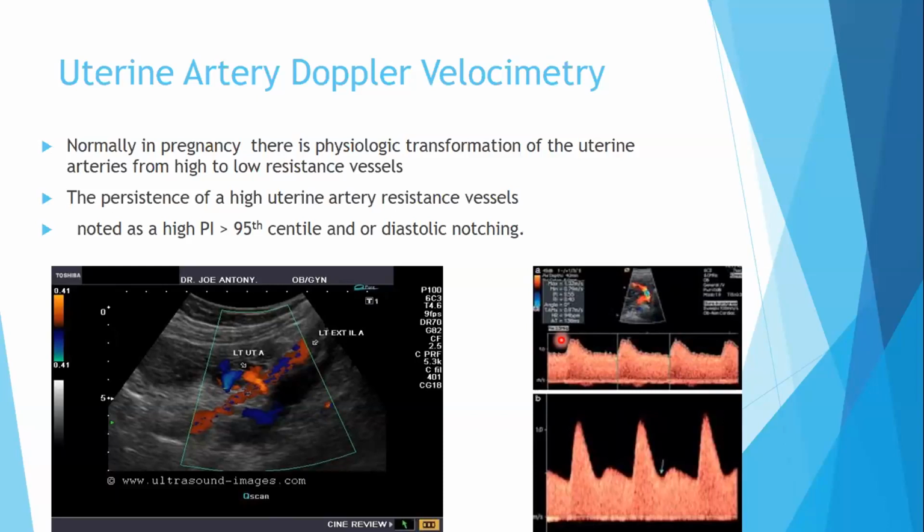Unfortunately, if this process does not occur at all, or if it is insufficient, then there is persistence of high uterine artery resistance. And this will be noted on uterine artery Doppler as a high PI, which is more than the 95th percentile, and or diastolic notching. And once we have this high PI, greater than the 95th percentile, with or without diastolic notching, then we say that the mother is at high risk, the fetus is at high risk of having fetal growth restriction. This is a normal uterine artery Doppler that we should find towards the end of the first trimester, and also later on as the pregnancy continues. Whereas this is an abnormal uterine artery Doppler with notching that you can see here. This is the notch.